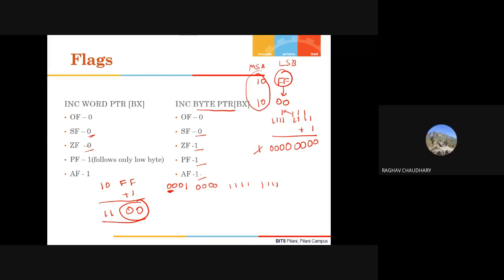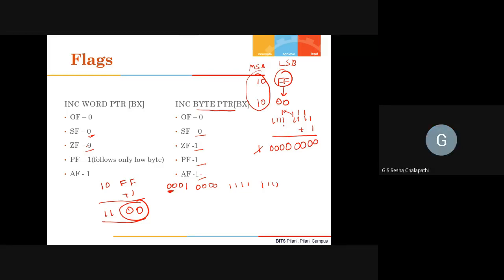Sir, I didn't get why overflow flag is 0 in byte pointer. Why overflow flag is 0 in byte pointer is because, what do you mean by an overflow? You tell me what is overflow. Sir, overflow is generated when we XOR the final carry and pre-final carry. If it comes 0, then overflow is there. Is it? Okay.